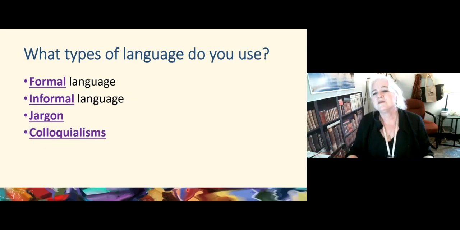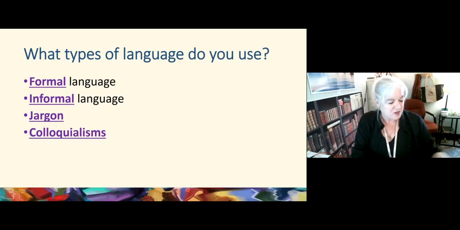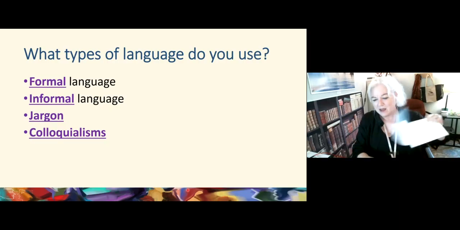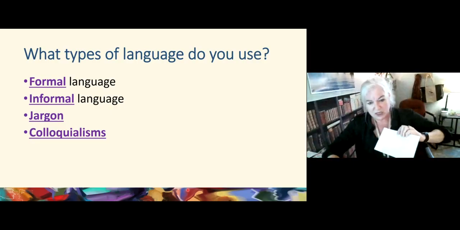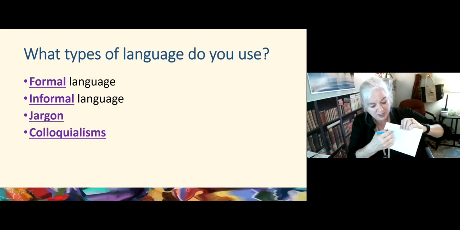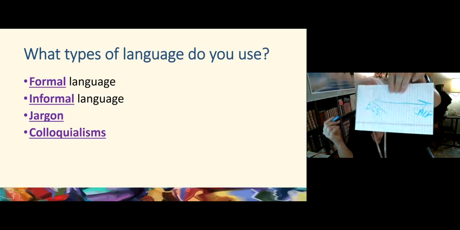But what types of language do you use? Okay, there's formal language and informal language. If you think in terms of BICS and CALP, I'm going to draw it right here for you, and hopefully you'll be able to see it okay. If you look at it as a scale, BICS is on this side. It's basic interpersonal communication skills. CALP is cognitive academic language proficiency. And you notice it's a scale.